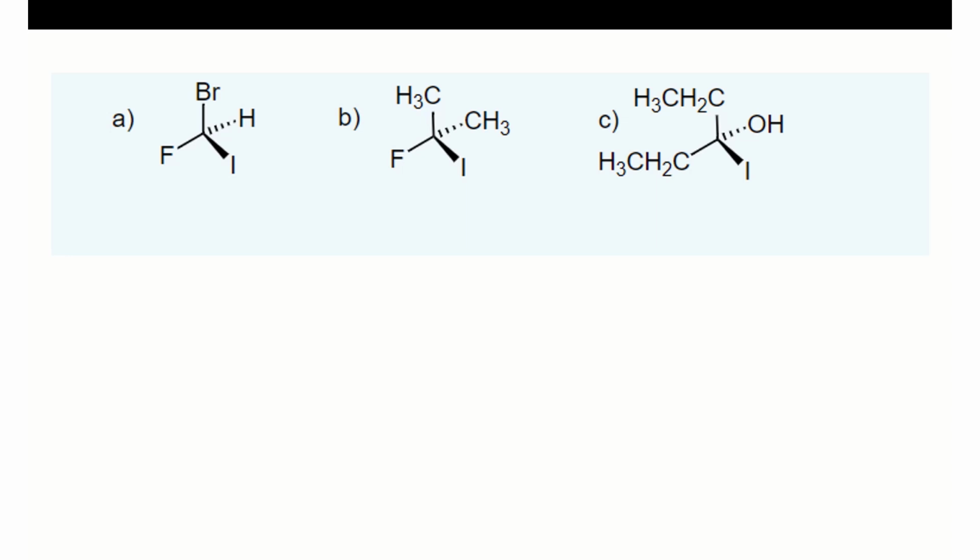The second structure that we have is carbon attached to 4 groups, but 2 groups are identical, which are methyl groups. So this carbon cannot be a chiral center in a molecule, and this structure is called an achiral structure. The third one is the same as the second one. We have 2 identical groups attached to this carbon, and this carbon cannot be a chiral center in a molecule, and this structure is called an achiral structure.